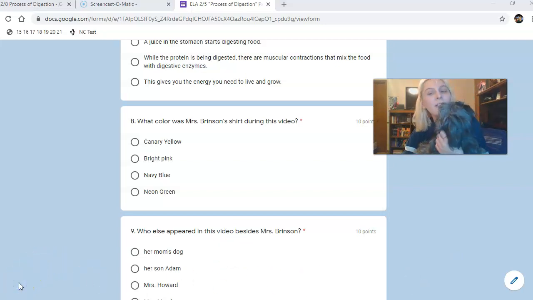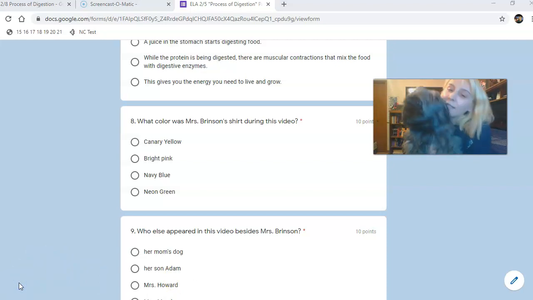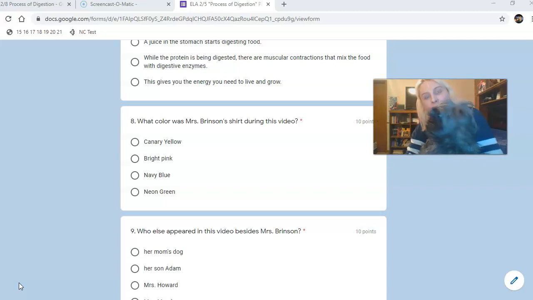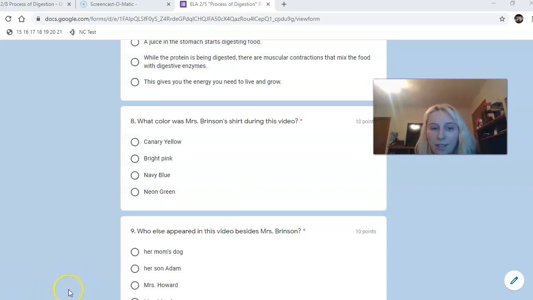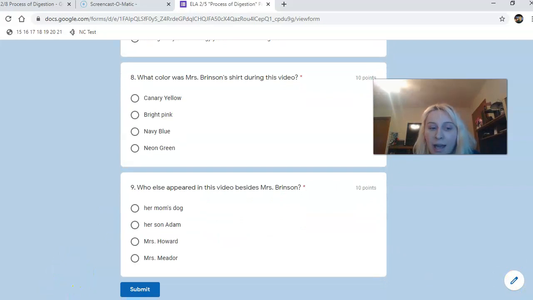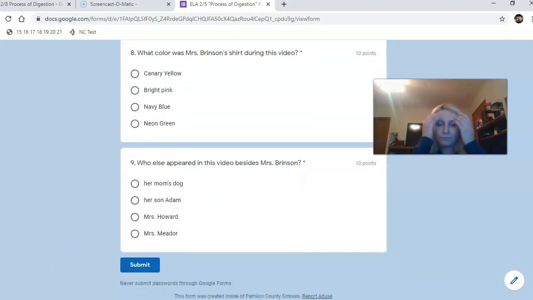Okay, I know in several of these videos this girl here has been barking and y'all have heard her. You probably heard her on the Zoom today. So here's a nice close-up of her. This is Shelby. She's my mom's dog and she's visiting us. And she's super sweet, but she barks a lot. So sorry about that. But she has made an appearance. So you can answer question 9. Who else appeared in this video besides Miss Brinson? Is it her mom's dog, her son Adam, Miss Howard, or Miss Metter?